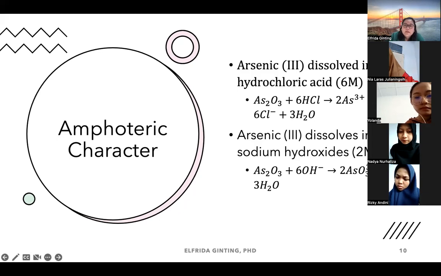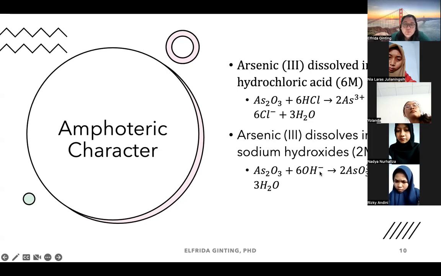So in your note, you can highlight this one and this one to make sure that you understand the amphoteric character. You can highlight the cation and the hydrogen chloride, and then you highlight the arsenite anion and the hydroxide. So you can see both have the same arsenic oxide, but it will produce a different cation or anion because the other reactant is different: the first one is hydrogen chloride, the second one is hydroxide. So you can put in your note to emphasize what you learned from this reaction.